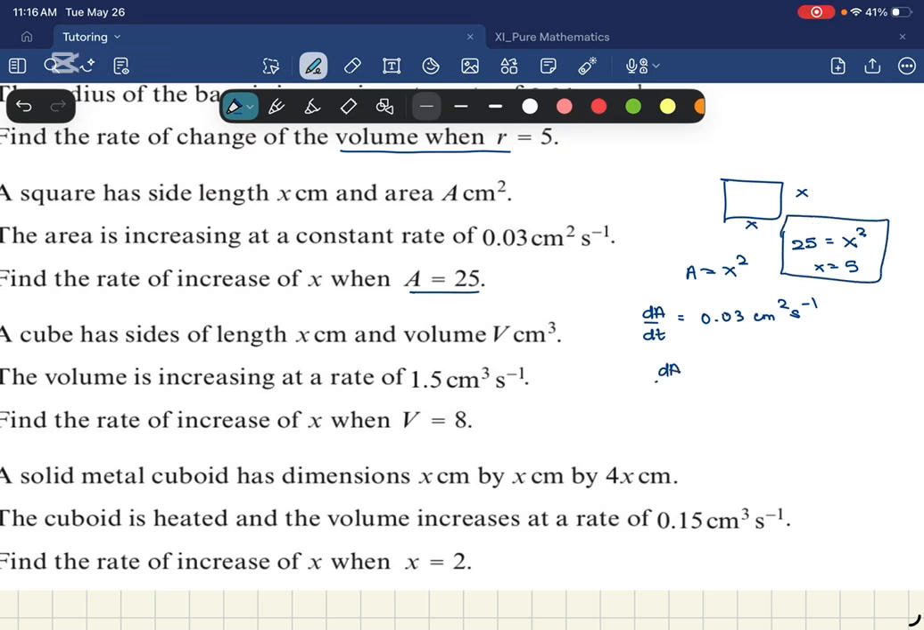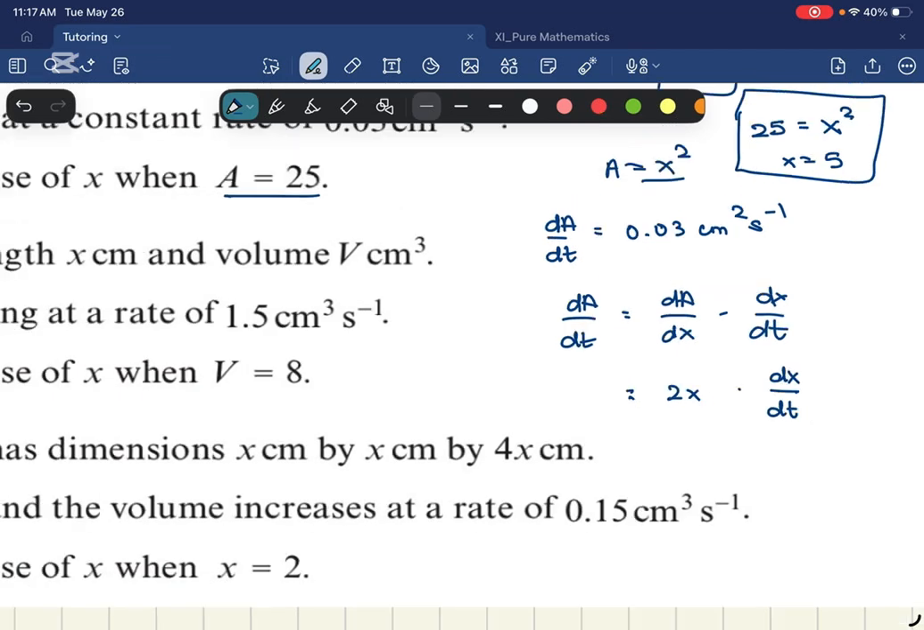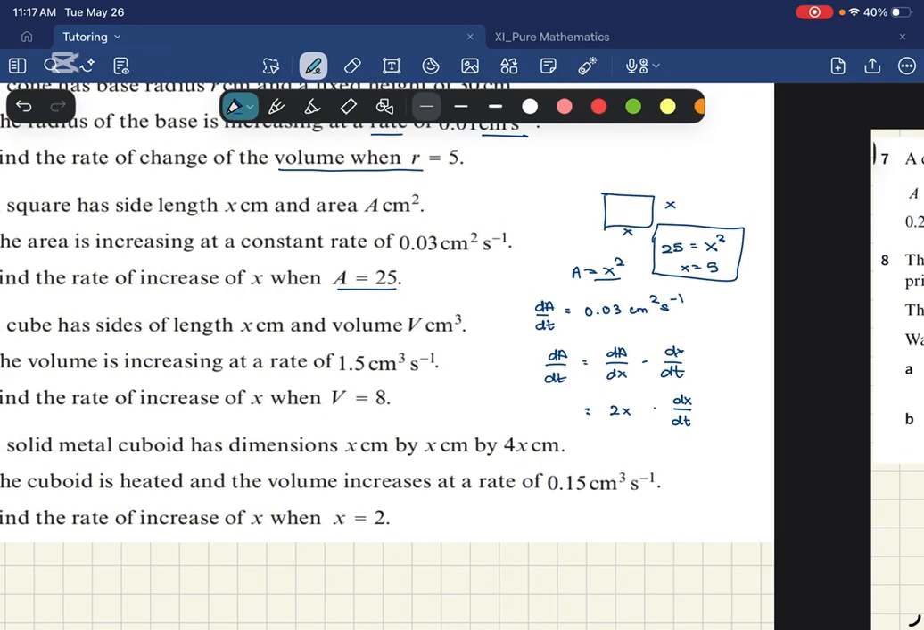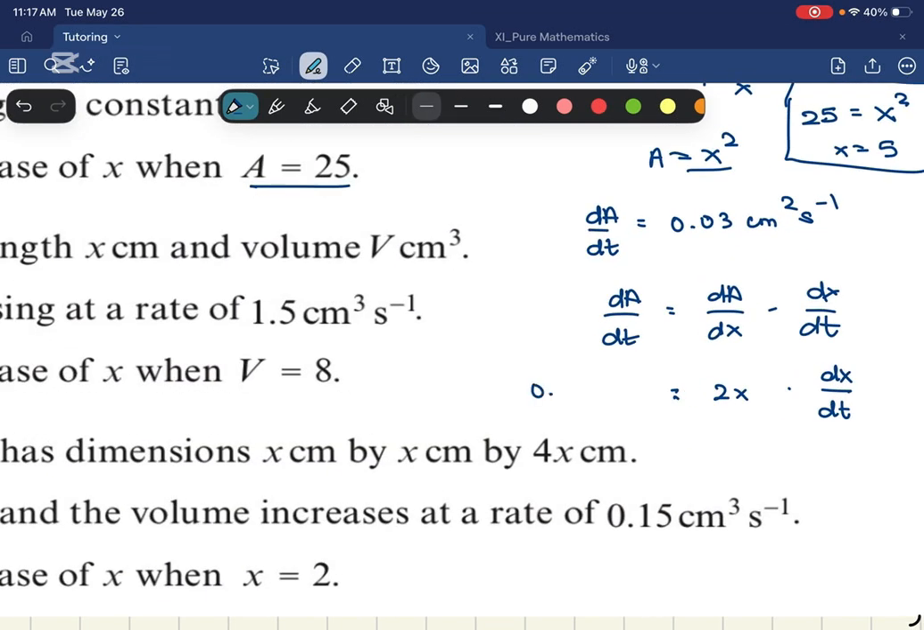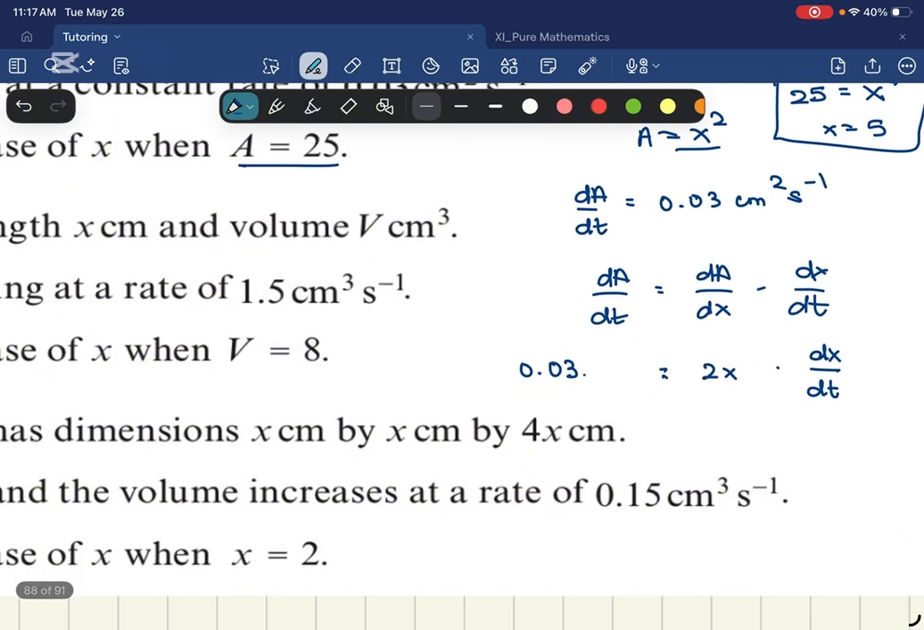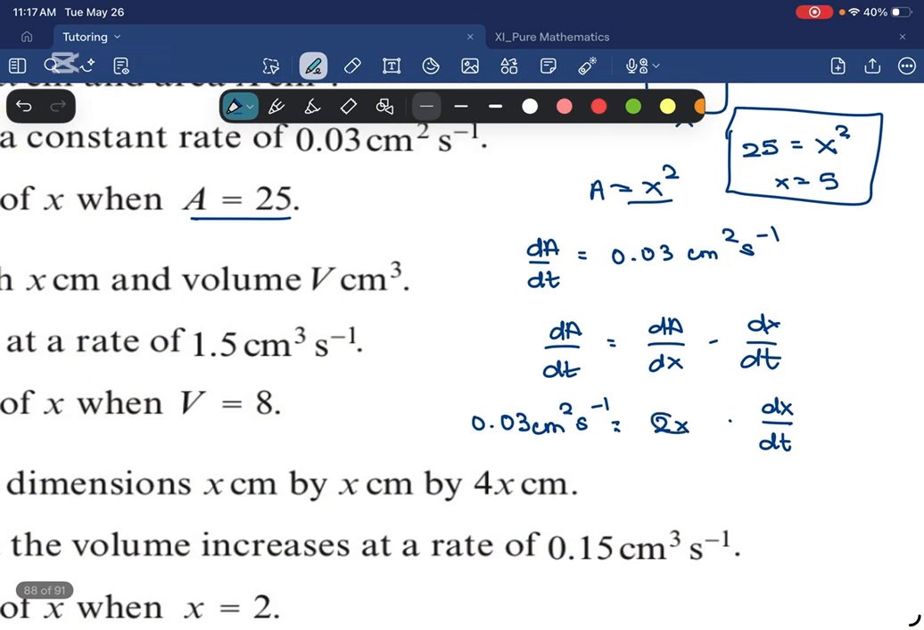Now remember, dA by dt is just dA by dx times dx by dt. Why x? Because now I have my variable x here. What is dA by dx? You differentiate this with respect to x, you are going to get 2x. And dx by dt, do we know dx by dt? No. All right. But we know dA by dt. dA by dt is 0.03 centimeter squared per second. And now let's substitute x. x is 5, so I will get 10 here.